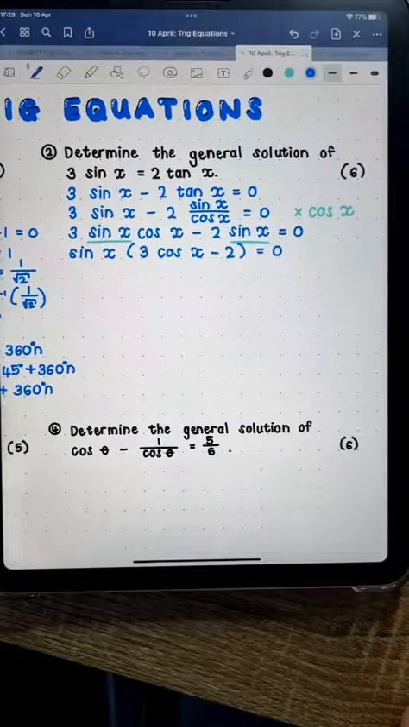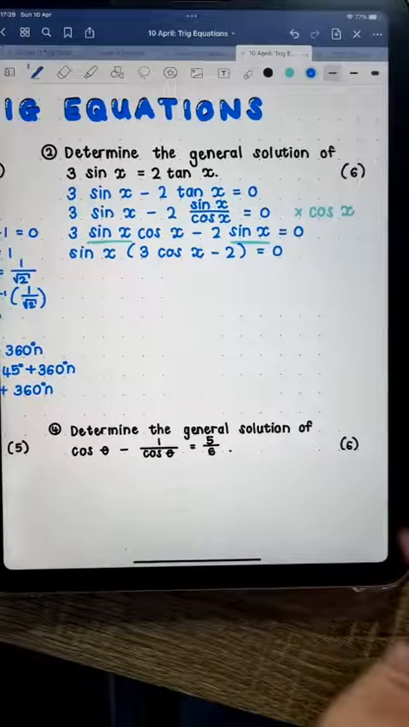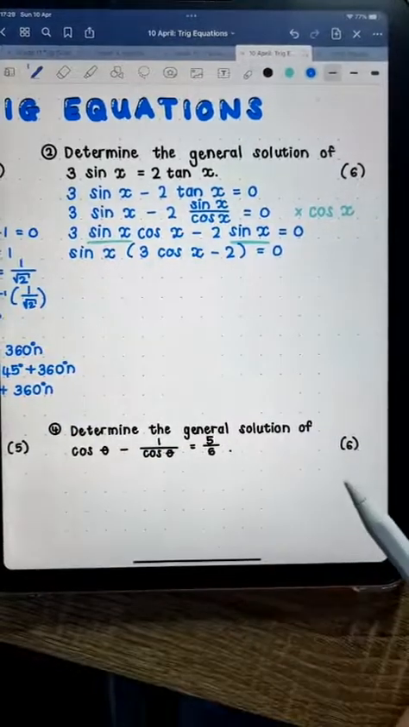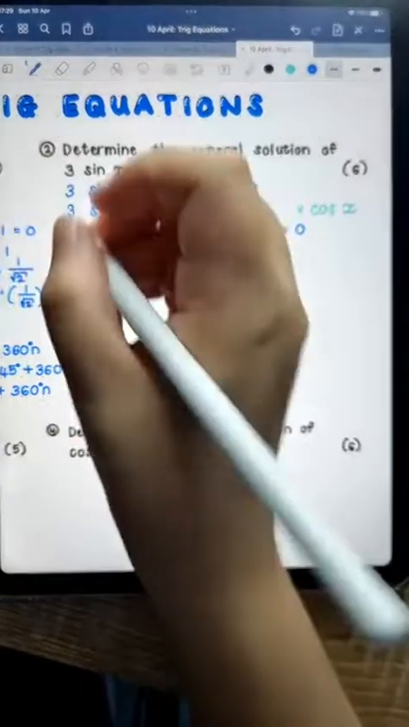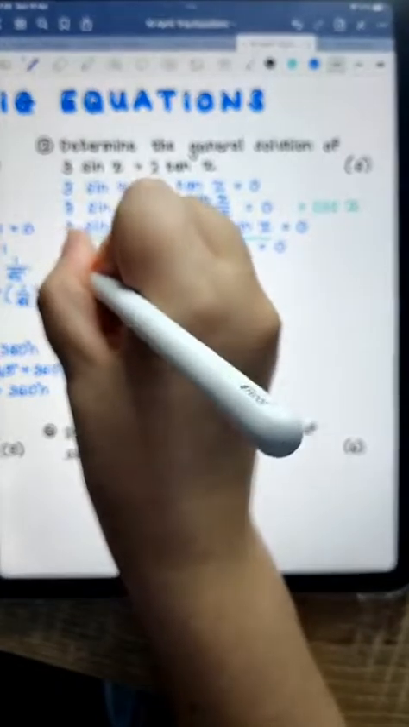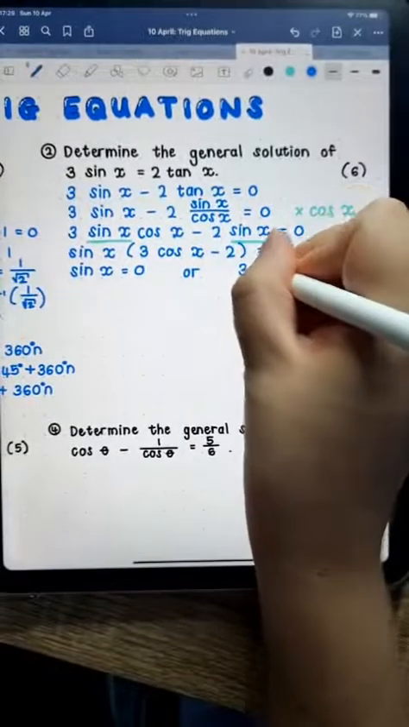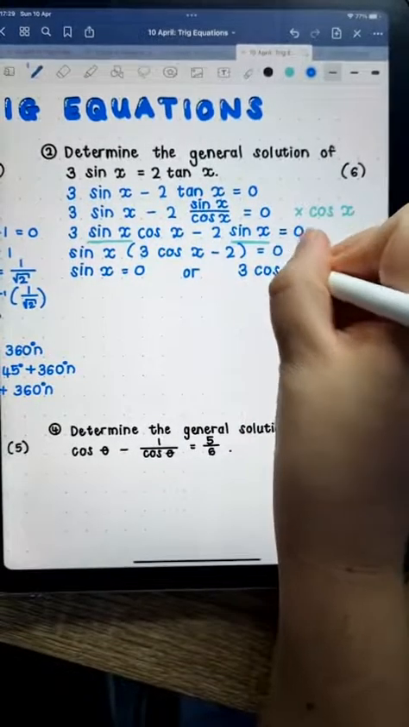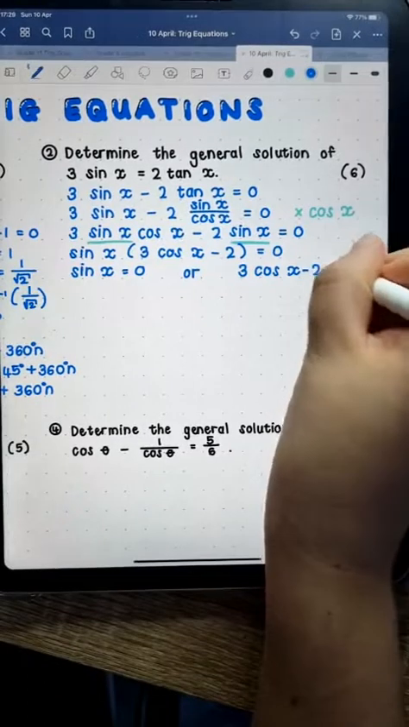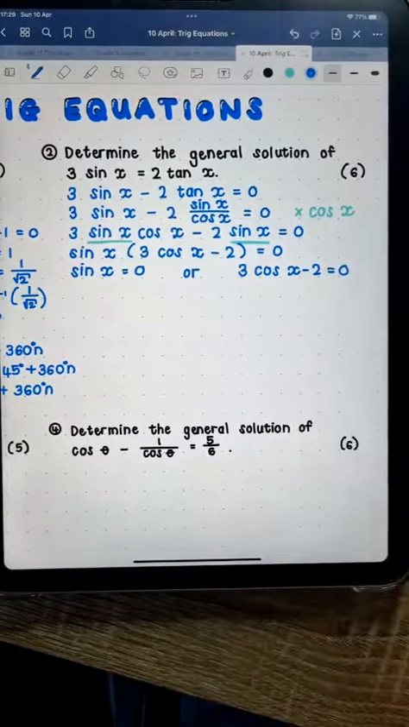Yes, correct. Sin x is a common factor. We're taking it out as a common factor. Well done, guys. Okay, so now we have a similar situation as in the previous question. We're now going to make sin x equal to 0, or this whole bracket, 3 cos x minus 2, equal to 0. Now we're going to solve each of them.